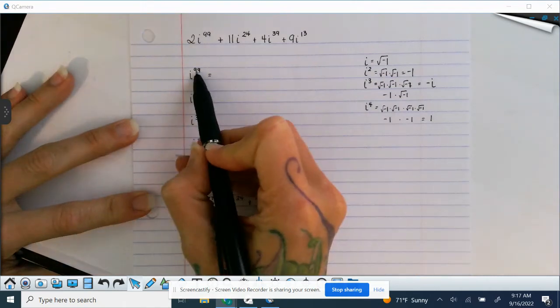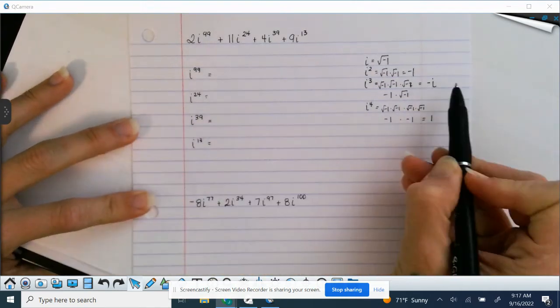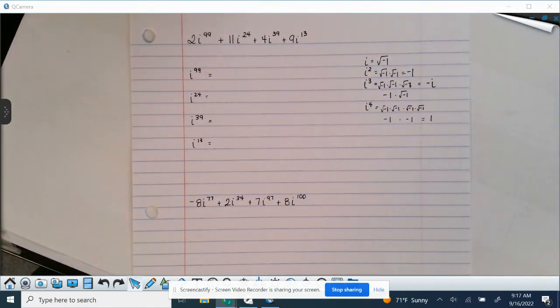Because remember, i^99 means there's 99 i's written out. If you break down how many sets of 4's you can get out, that's how many 1's there are. And 1 times 1 is 1. If I did 1 times 1 times 1 times 1 times 1 times 1 times 1, it's still 1. So if we take 99, we're going to divide it by 4. It is not an even number. It's going to go in there 24 times with some leftover.